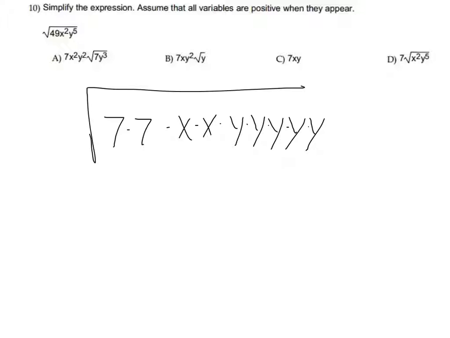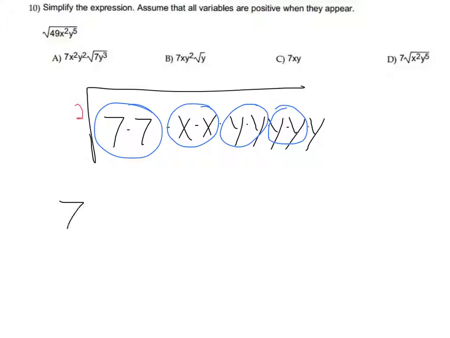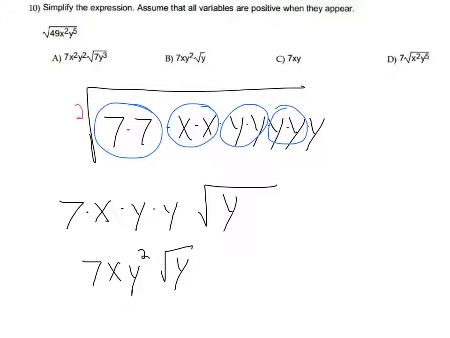When you have a square root, you don't see it, but this is a square root. When you have a square root, you're looking for pairs. Pair, pair, pair, pair. These will all come out as singles. So we will have a 7 on the outside. We will have an x on the outside. We will have a y, and we will have a second y. But this little y stayed home. Okay, so this is 7x y squared square root y.